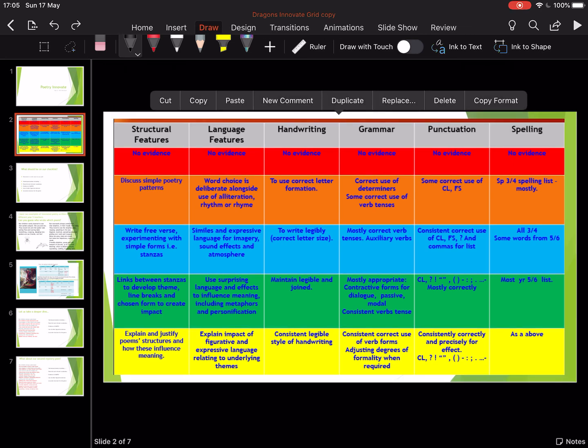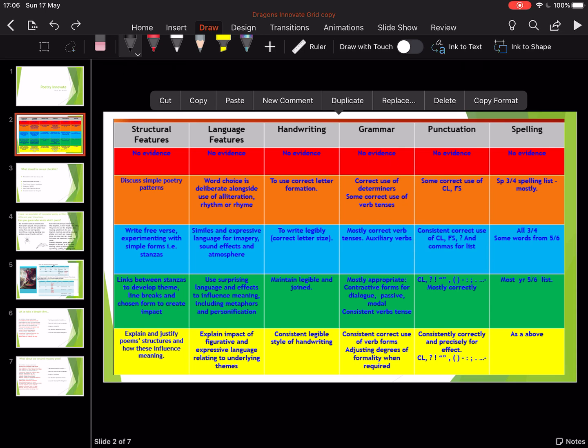So line breaks chosen to create an impact with their form. I actually have a couple of examples that we're going to look at later that show exactly that, how a smart line break can make or break a particular stanza. And the last one for the structural features is explain and justify poem structures and how these influence their meaning. Again, when we look at the two examples I've got later on, we will look at how we can explain and justify the things for poetry.